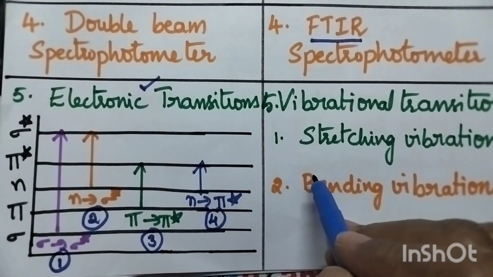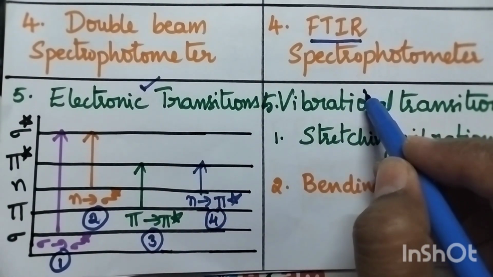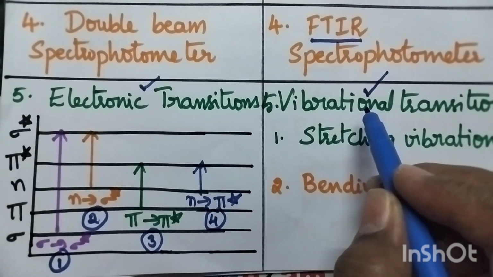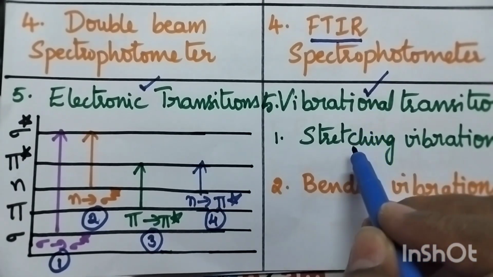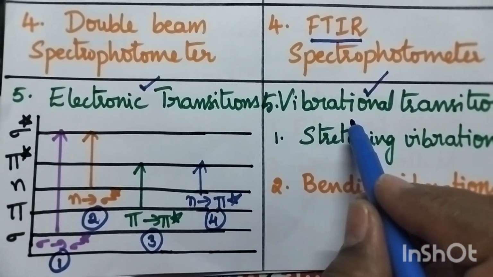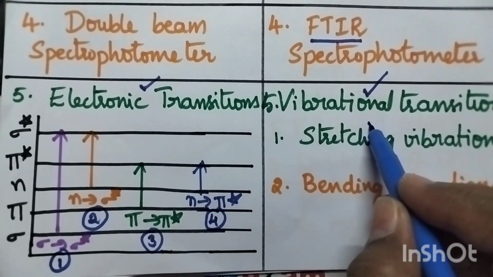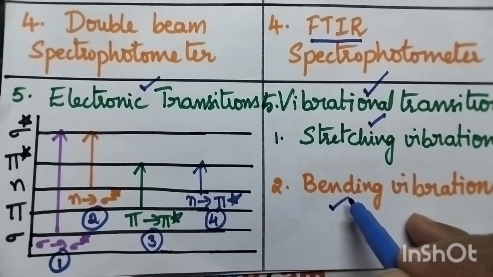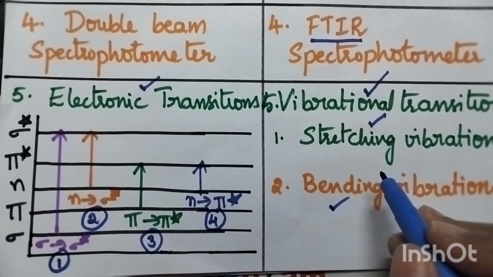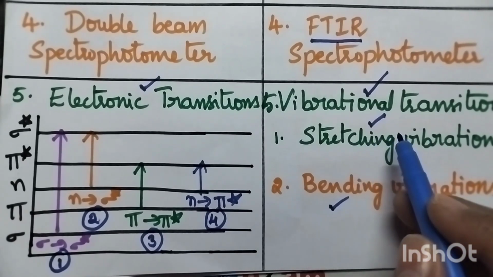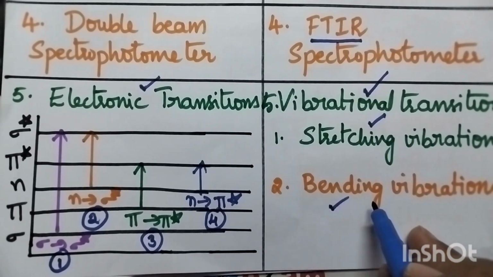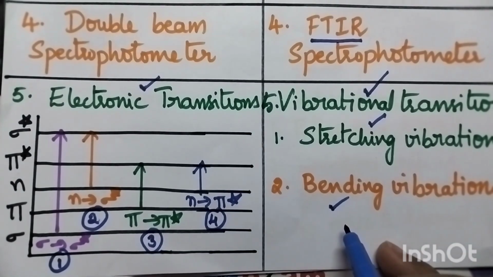Coming to the IR spectroscopy, generally vibrational transitions takes place, so they require less amount of energy. There are 2 types of vibrational transitions: stretching vibrations and bending vibrations. Stretching vibrations are accompanied by change in the wavelength, whereas bending vibrations are accompanied by change in the bond angle.